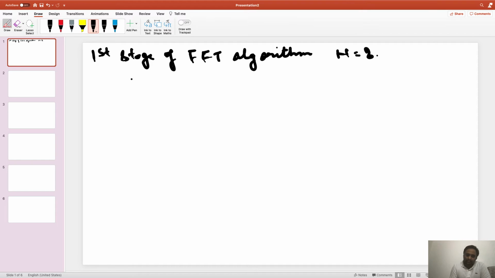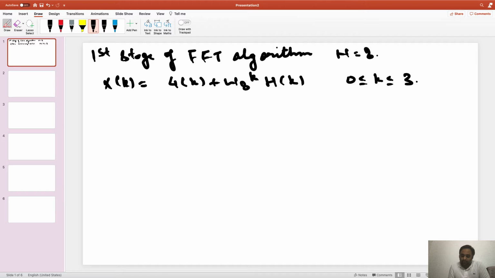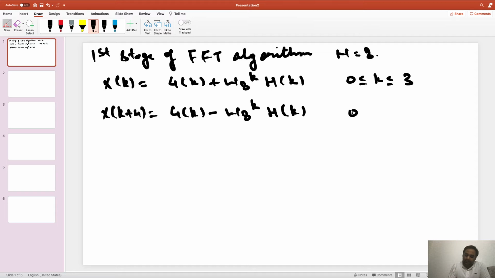So in the last lecture we had expressed Xk as Gk plus W8^k Hk for k varying between 0 to 3, and X(k+4) as Gk minus W8^k Hk for k from 0 to 3.